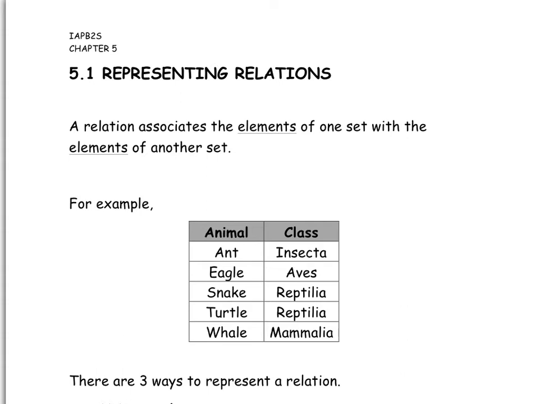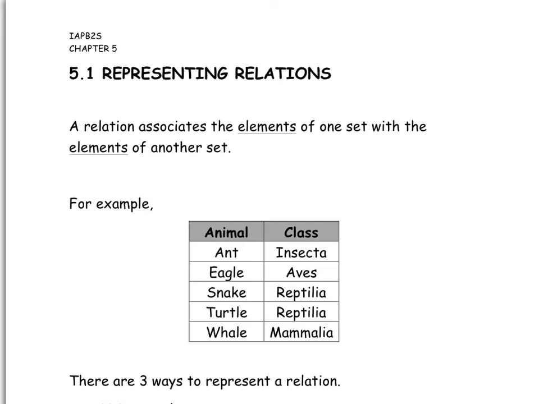A relation is very much associated to the word relationship, which means there is a relationship between two different things. So a relation associates the elements, anything that's part of a set, with the elements of another set. For example, we're going to have a set of elements which is animals, and those animals have a class, so different types of animals, let's call it. Okay, so categories, maybe a better word.